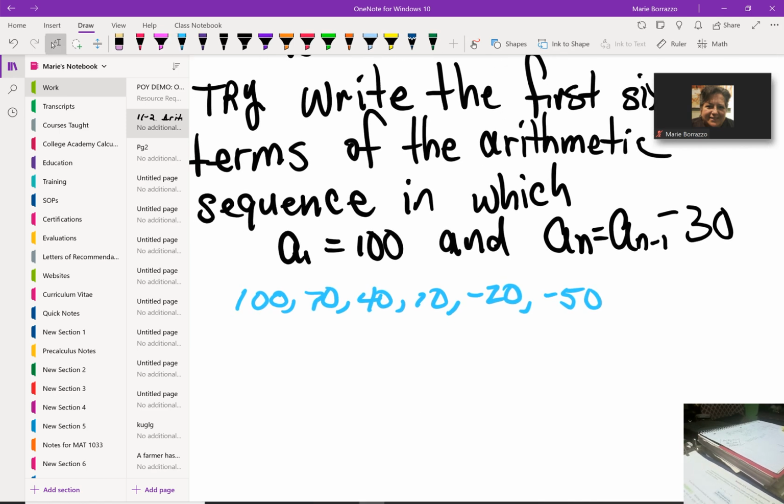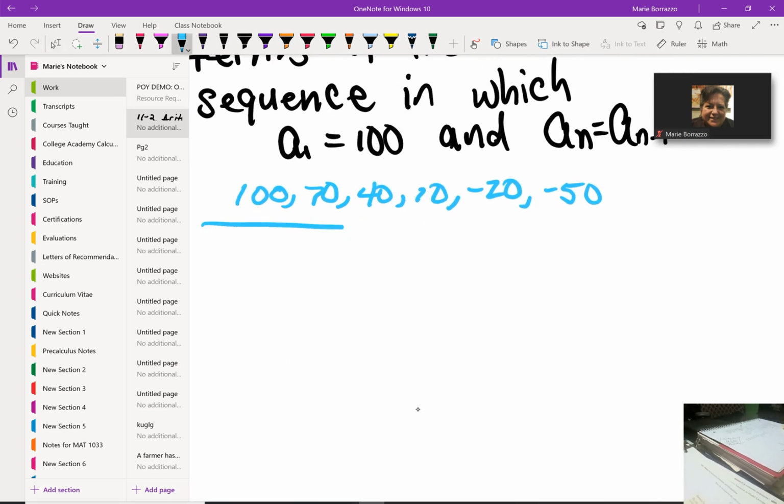All right, so give that a chance. Go ahead and do the math, show your work. I'll give you a few seconds if you need on the clock, and then we'll move on to the next example.